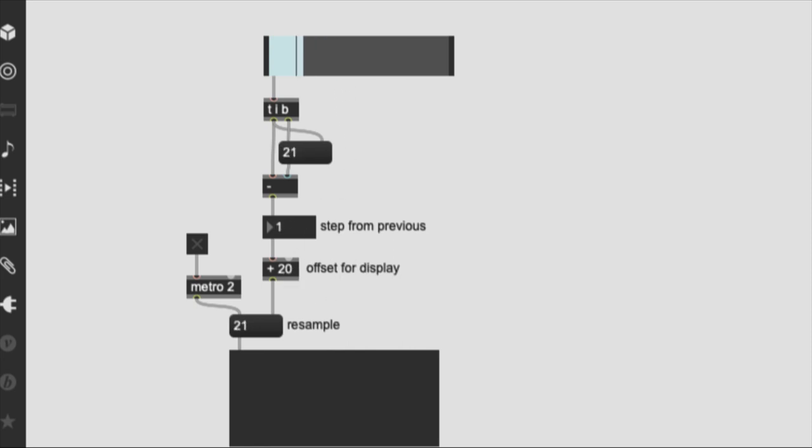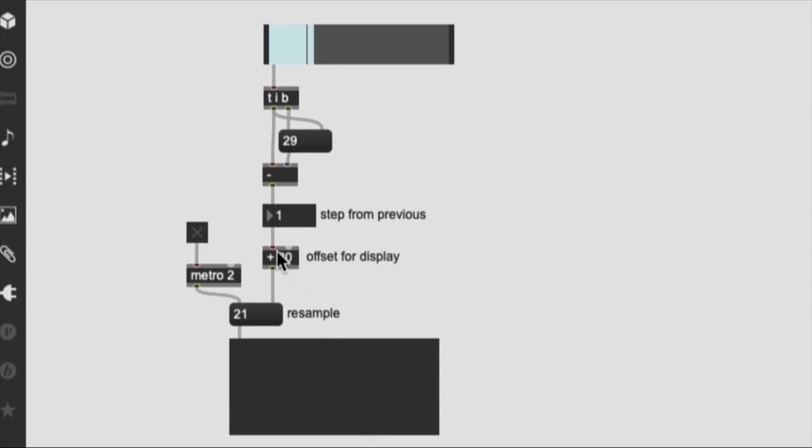I am making this a unipolar signal. I'm offsetting it by 20. Typically it doesn't go higher than 20. And then what I'm doing is something that I showed you last time: I am resampling it. I'm imposing a fixed sample rate on this signal. So I'm storing the value in a message box, and I'm banging this message box at a fixed rate.